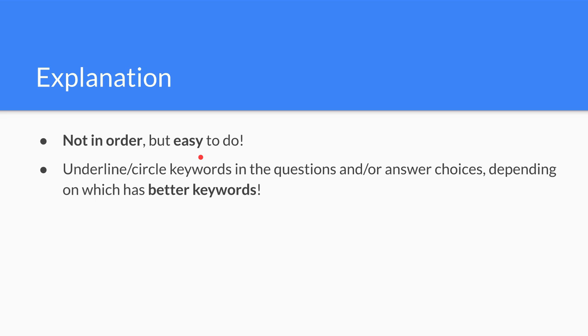So let me now give you a bit of explanation about this question type. As you already know, it is not in order, but still very easy to do. The next thing you need to know is that for this question type, you can underline the keywords in the questions, but you can also underline the keywords in the answer choices. That means that you have to basically look at the keywords in the questions and the answer choices, and you have to decide which keywords are better. If the keywords in the question are better, then you should look for those keywords in the reading passage. However, if the keywords from the answer choices are better, then go ahead and use those keywords to find the matching sentence in the reading passage.